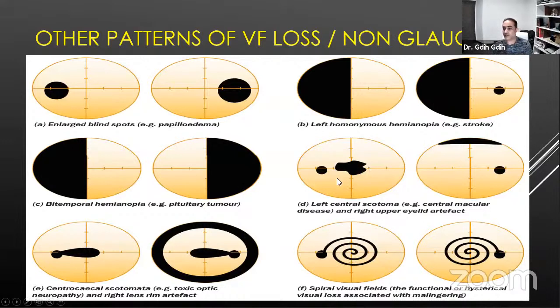If you see a central scar, that's not usually common, like the whole center occupied, that's more of an AMD-related or macular disease. If you see something very peripheral and upper, not connected to anything down there, that's more like a lid artifact. Centrocecal, like a blind spot connected to the center, is more of a toxic optic neuropathy. If you see a spiral, like something doesn't make sense at all, like there is no pathology that can give you a spiral like this, then you think about malingering and hysteria.